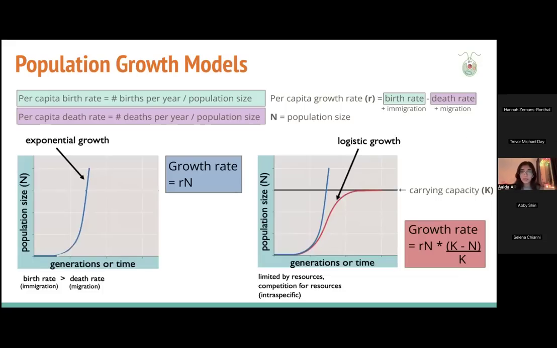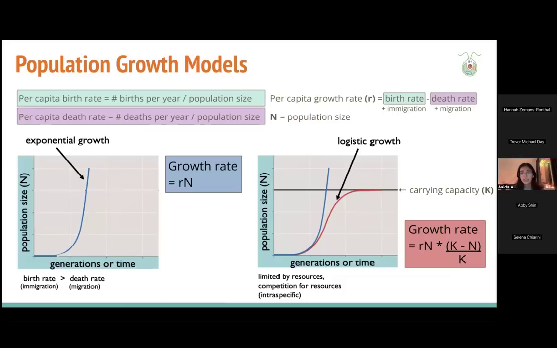We're going to start with population growth models, and there are a couple of mini equations that you do need to know. The first one is per capita birth rate. Per capita just means average per person, and this is equal to the number of births per year divided by the population size. Likewise, we also have the per capita death rate, which is equal to the number of deaths per year divided by population size. We can use both of these mini equations to calculate the per capita growth rate, or our R value. This is equal to the per capita birth rate minus the per capita death rate.